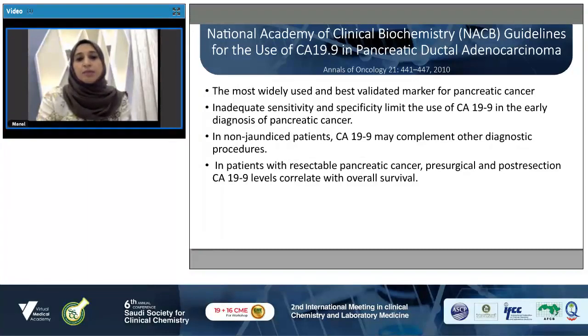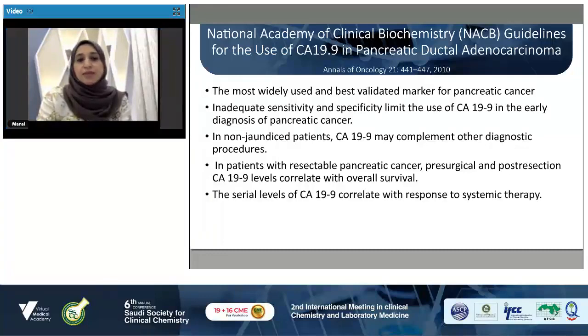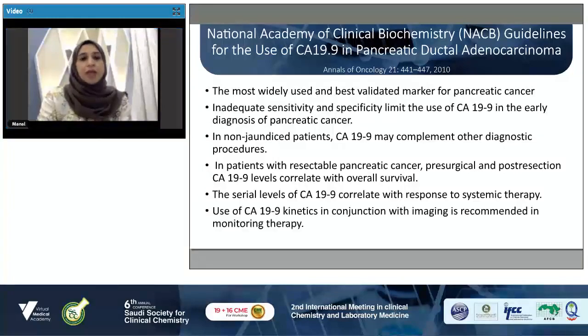In patients with resectable pancreatic cancer, the pre-surgical and post-resection CA19.9 levels may correlate with overall survival. The serial levels of CA19.9 correlate with the response to systemic therapy. The use of CA19.9 kinetics in conjunction with imaging is recommended in monitoring therapy.